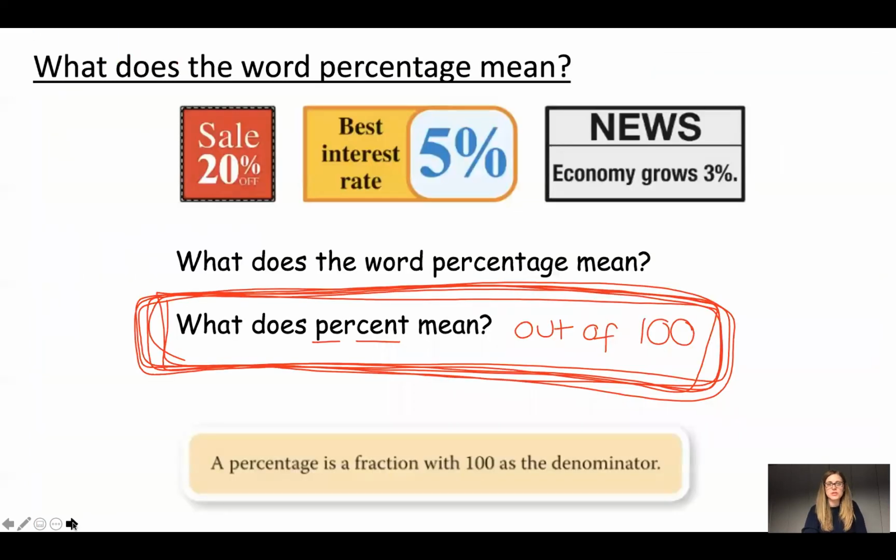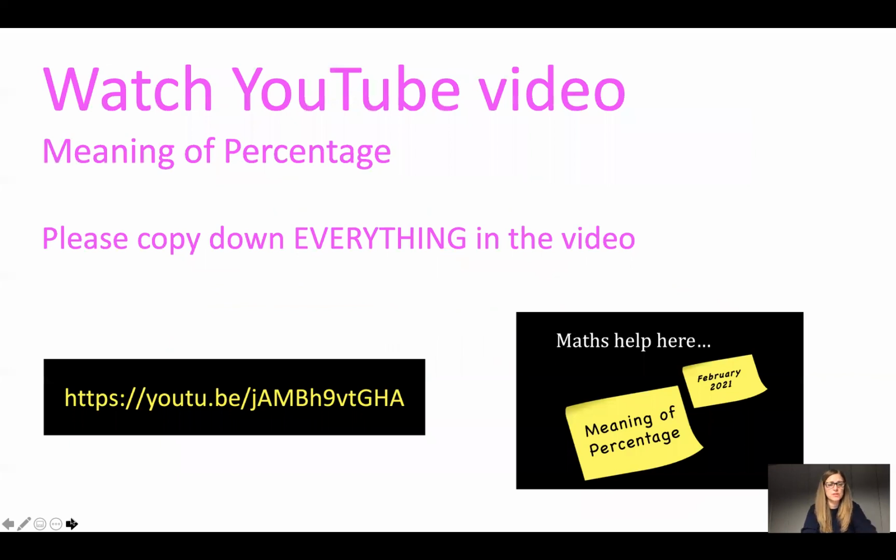Right, percentage, percent. I'm going to play the instructional video now, but I just want you to think the word per cent. Cent meaning 100 and per meaning out of. So out of 100. And this bit, you'll see it on the video that's coming up now. A percentage is a fraction with 100 as the denominator. And you're going to be writing that down in your books as one of the key learning facts. So let's flick over onto the video now.